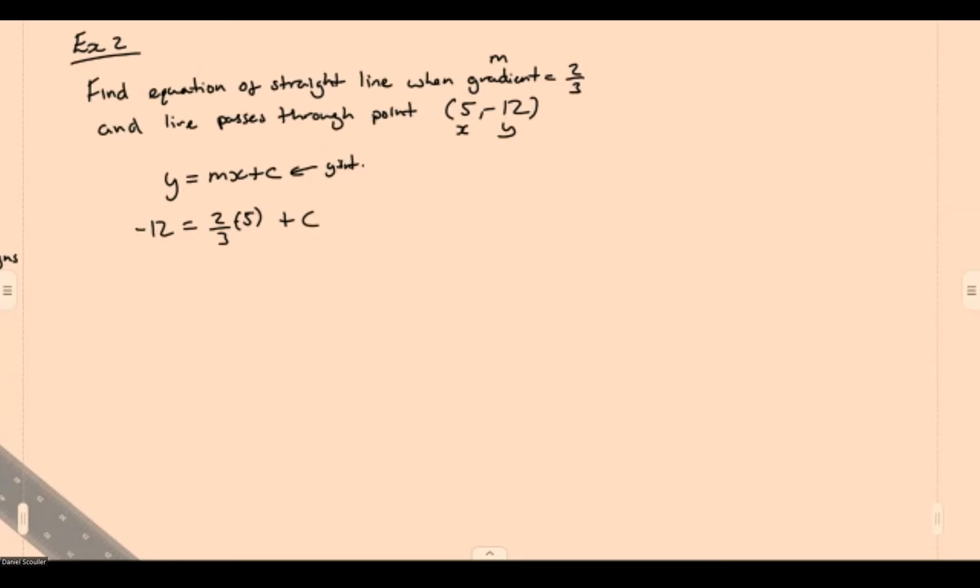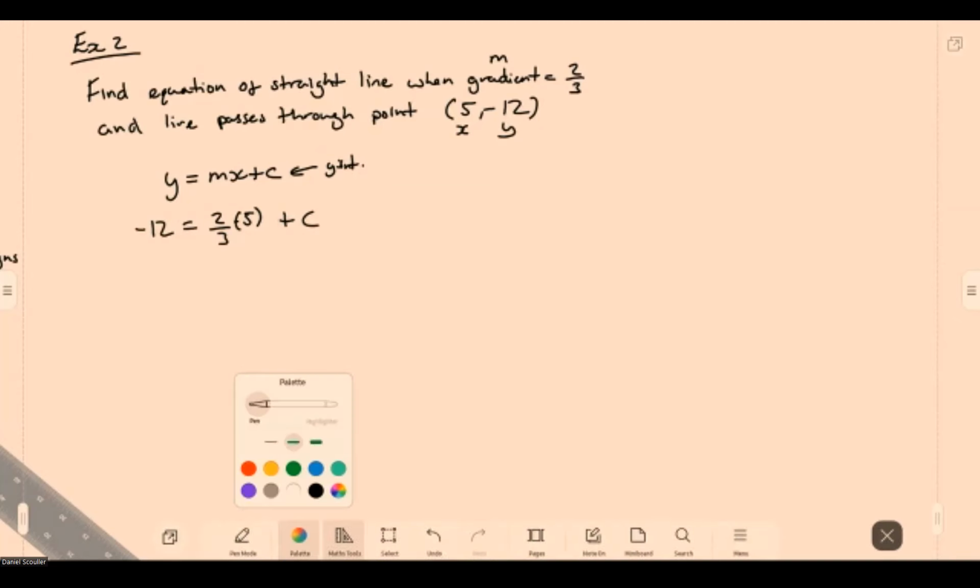Now, what we're going to do here is try and remove that fraction, okay? Now, that fraction's a divide. When I'm trying to remove something, as long as I do the same thing to the left-hand side and the right-hand side, I can do whatever I want to that equation. So as long as I'm consistent, I can do whatever I want. So we're trying to remove that divide by 3.